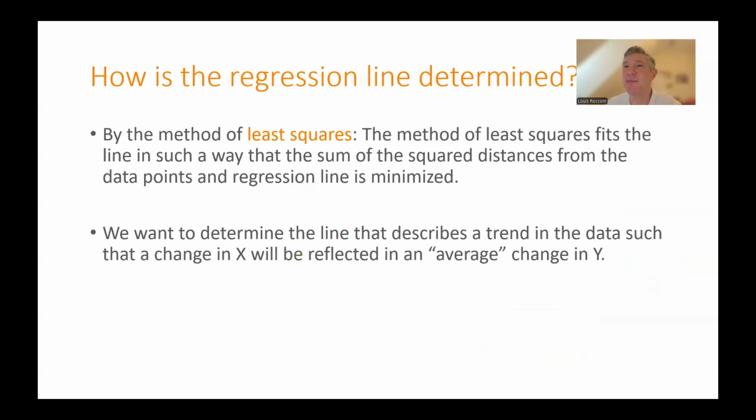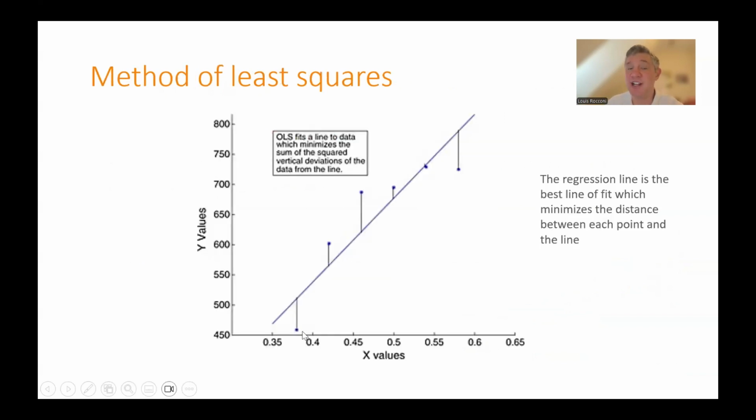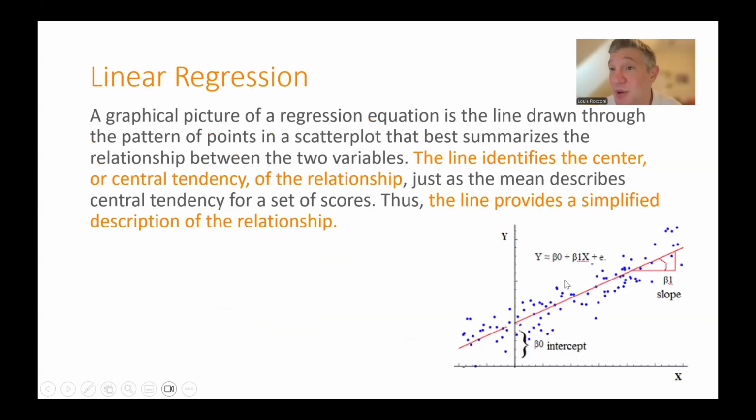So the regression line is determined by this method of least squares. It's aligned in such a way that the sum of the squared distances from each data point to the line is minimized, and then we get a good picture here. So we try to fit a line to where the vertical distance between each data point and the line is minimized. We minimize the squared distance between each data point and the line. Same thing here when you had a bunch of points. The ordinary least squares gives you the line of best fit that minimizes the sum of the squared distances between each point and the line.